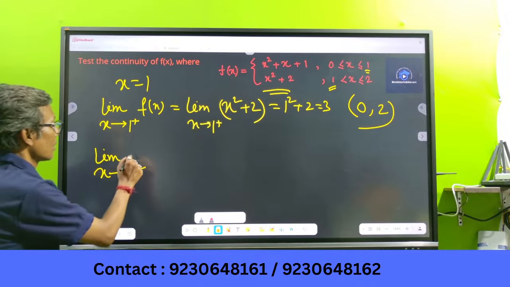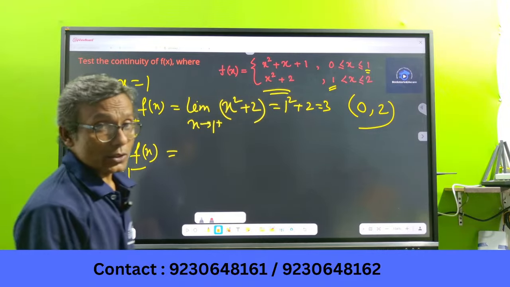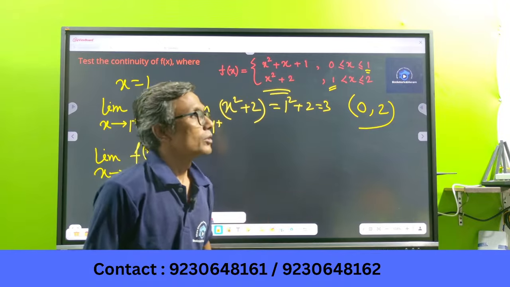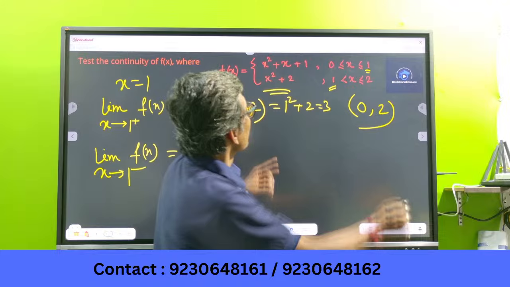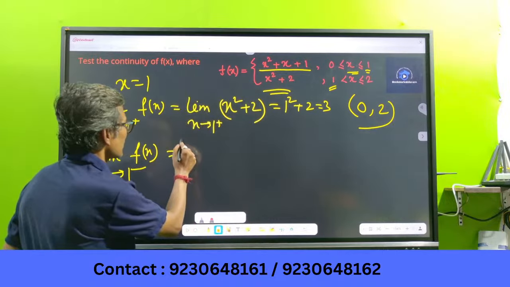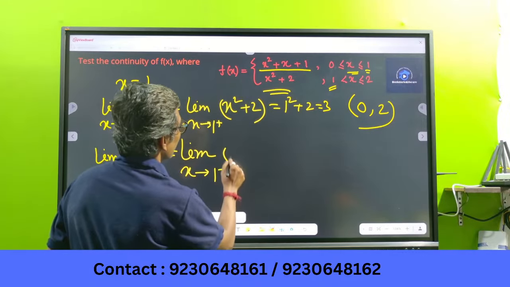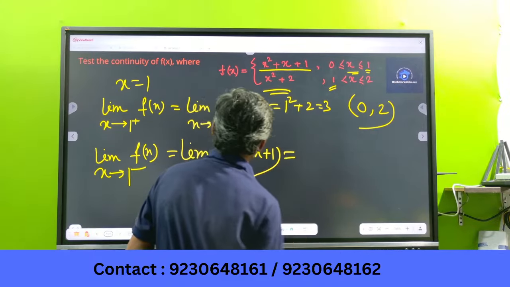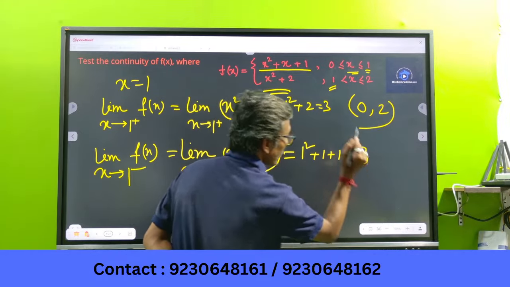The left hand limit, 1 minus, of f of x is equal to, when x tends to 1 minus means x less than 1. So at x less than 1, this function will be taken. Limit x tends to 1 minus, the function is x square plus x plus 1. So putting the value of x, 1 square plus 1 plus 1 is equal to 3.